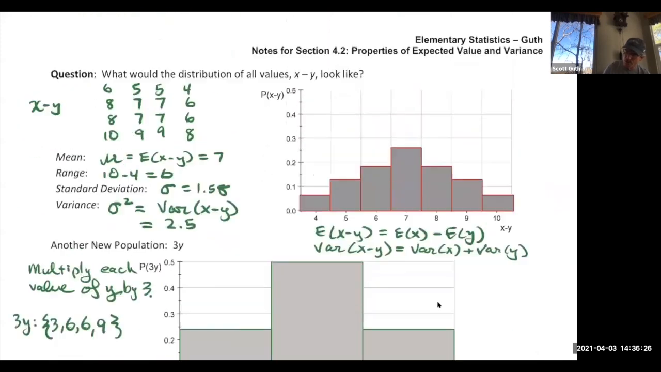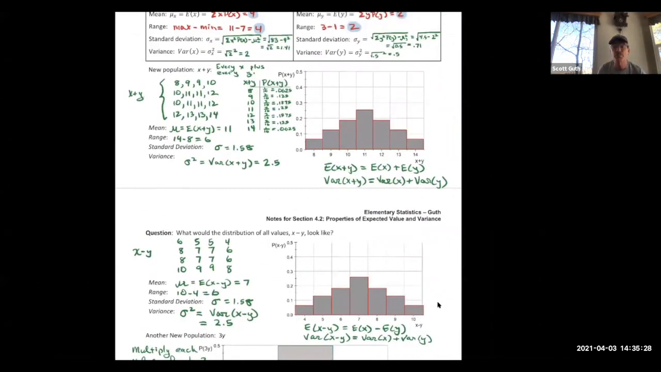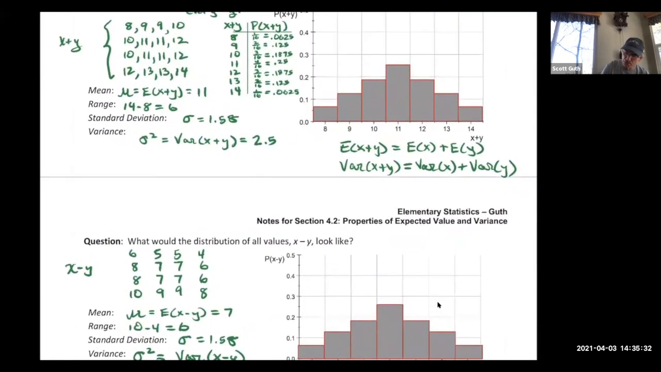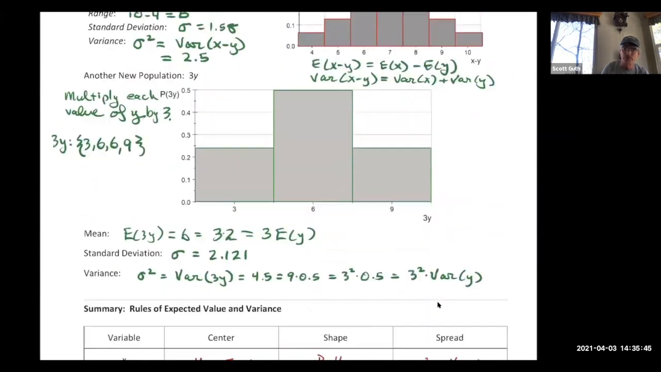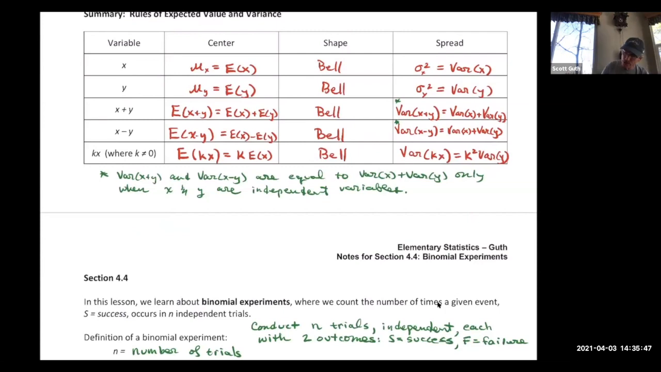We saw both of those distributions were identical in shape, but they had different means. So for the sum, the means add, and for the difference, the means subtract. Because the distributions have the same width, the variances have to be the same, and they add. Okay. So you see this rule here, the variance of x minus y is the variance of x plus the variance of y.